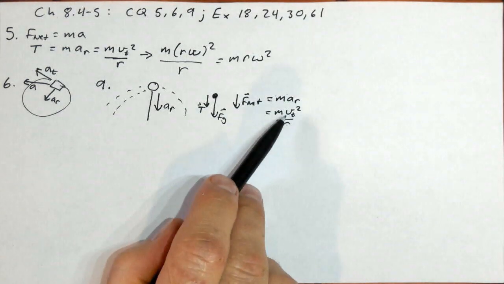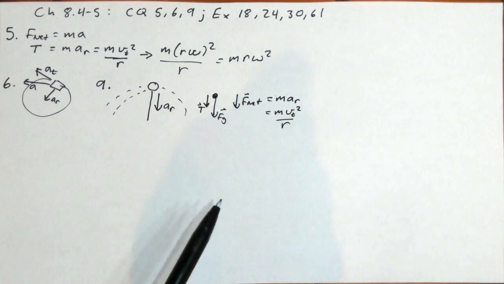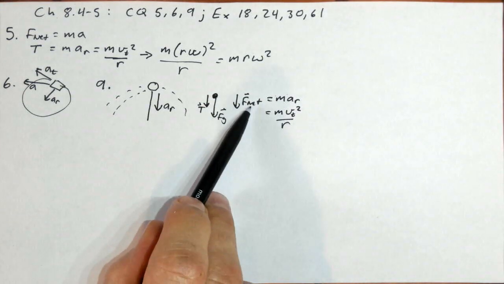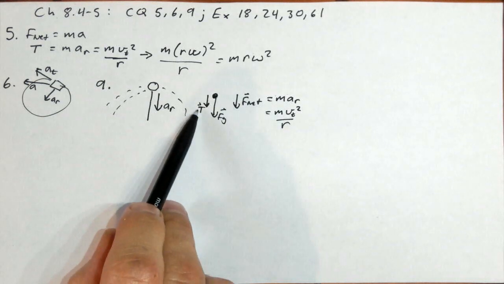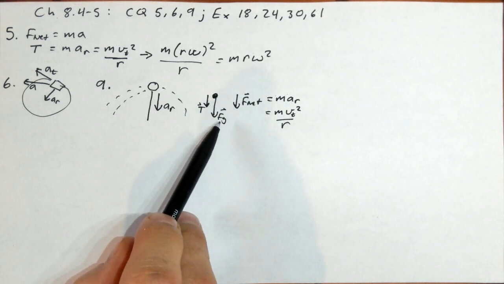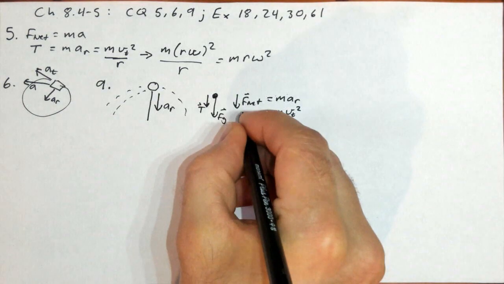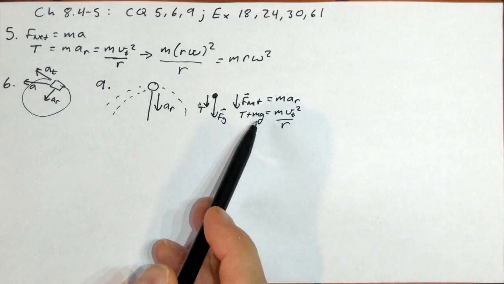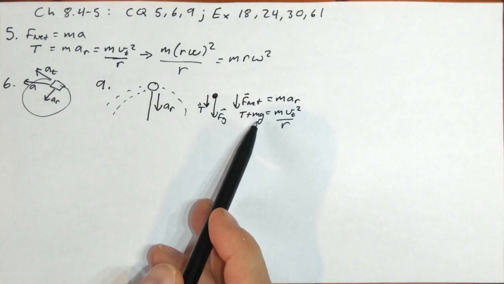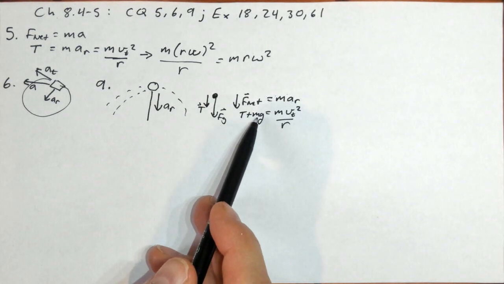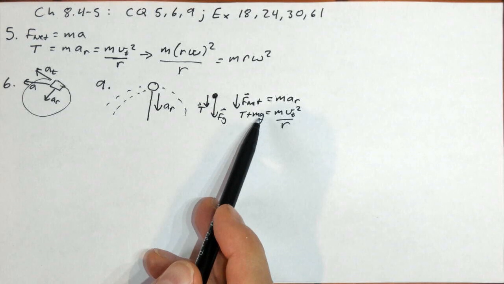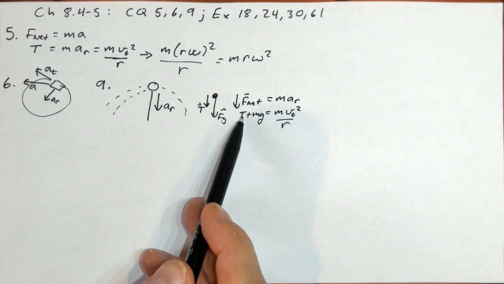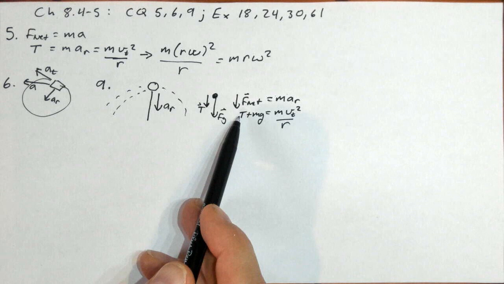And so if v_t gets small, what happens to F net? Well, F net gets small. But F net is equal to T plus mg. So we have T plus mg here. Can mg get small? It can't. It's mass times gravitational acceleration. I can't change that. The only thing that can get small is the tension.